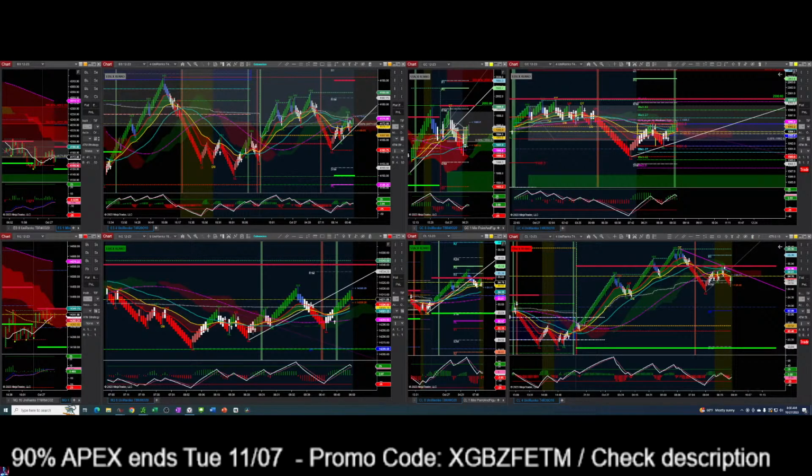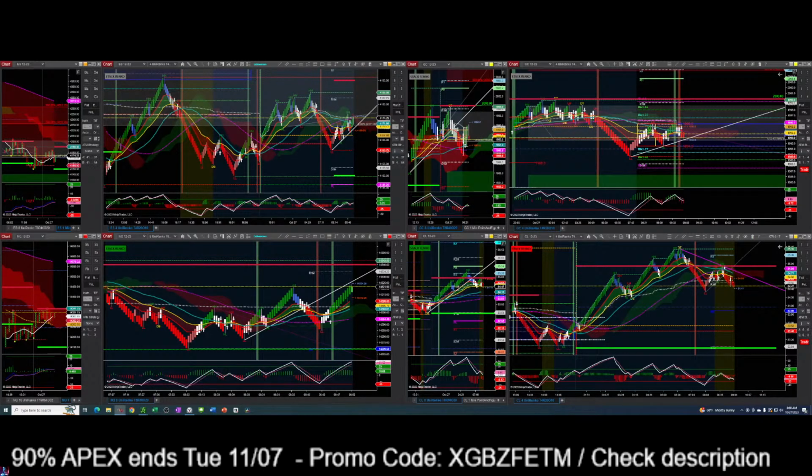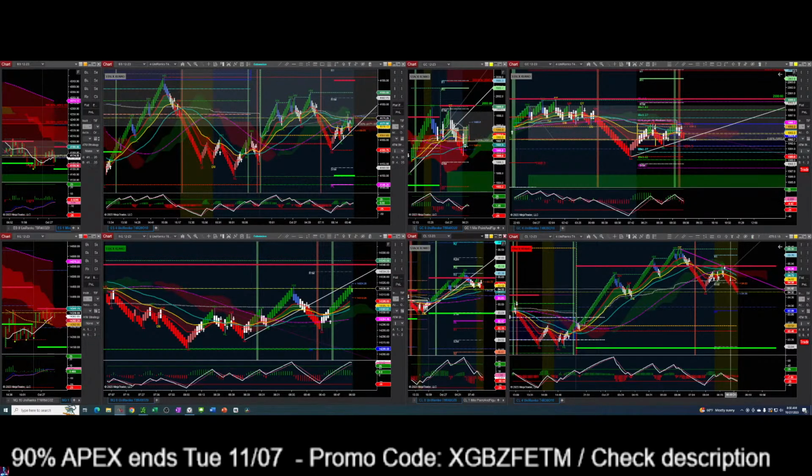10 minutes for news. Powell speaks in 10 minutes, so the FOMC. And then at 10, we do have consumer sentiment. So that could move the market as well. Moving back down. Now it's in gray. Trend reversal breakout in the higher time frame, but in the range from my perspective.